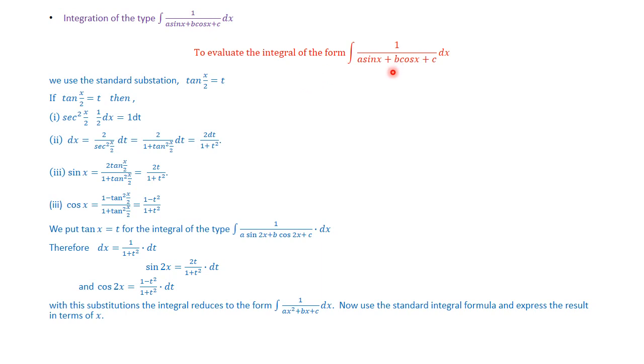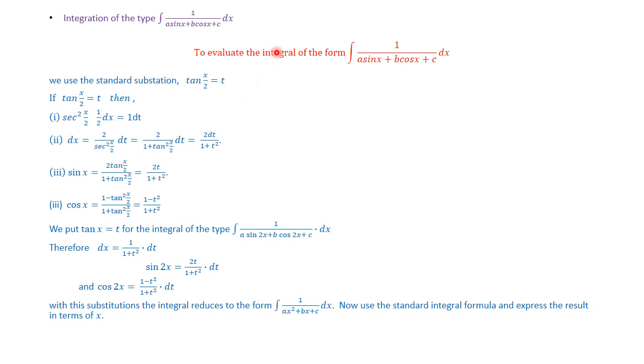If there is only x, remember, only x, that is, if there is no multiple of x, like 2 or 4 or 6, then here we have the substitution tan x by 2 is equal to t. Now you may think that there is no tan, then how are we making this substitution, tan x by 2 is equal to t?